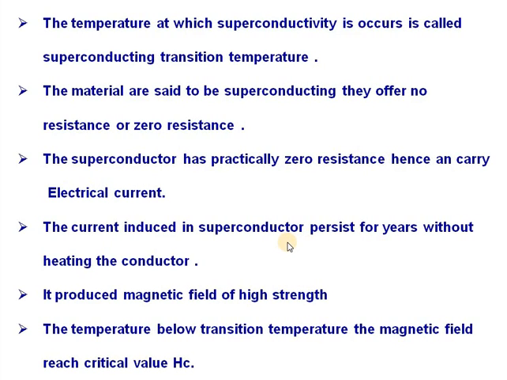We also see that the temperature at which superconductivity occurs is called the superconducting transition temperature, and the material is said to be superconducting when it offers no resistance, or zero resistance. The superconductor has practically zero resistance and hence can carry electric current. The current induced in a superconductor can persist for years without heating the conductor. It also produces a magnetic field of high strength. Below the transition temperature, the magnetic field can reach the value of Hc, the critical value.